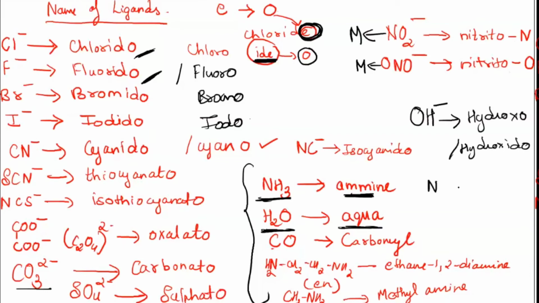And then NO is called nitrosyl. These two you can just write. Now this NO comes under the neutral category, and OH minus carries a -1 charge.